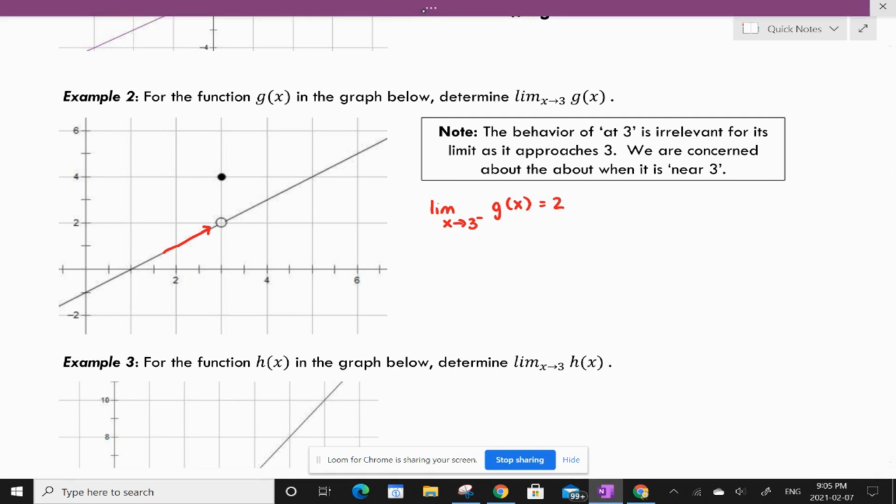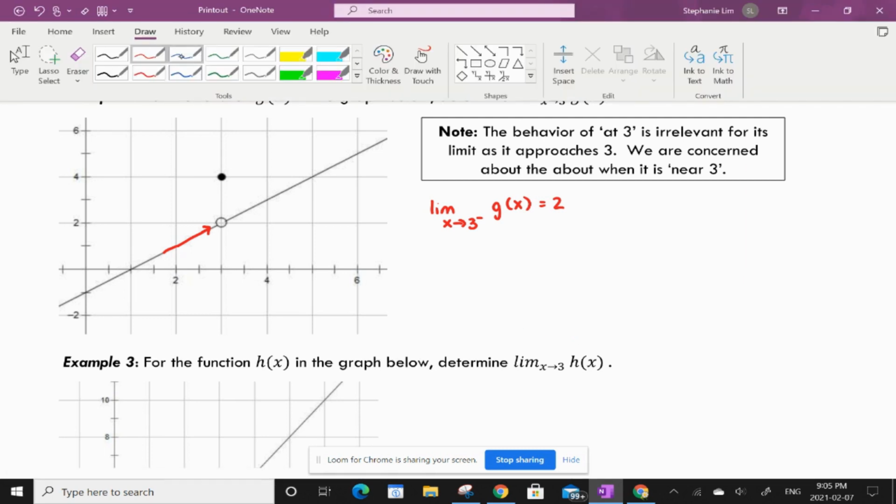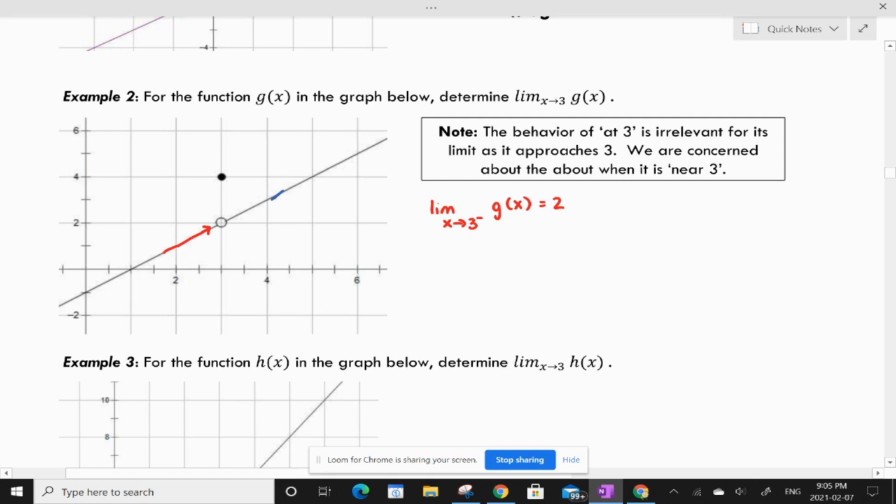I'm going to do exactly the same thing coming in from the right-hand side now. The limit as x approaches 3 from the right-hand side for g of x, my graph is going towards the y value 2. Now you might look at this and go, but wait, miss, when x equals 3, the y value isn't actually 2 because it's an open bubble. It's actually supposed to be 4.